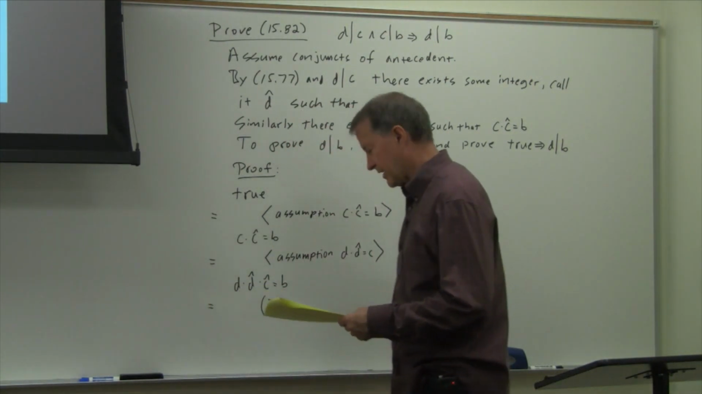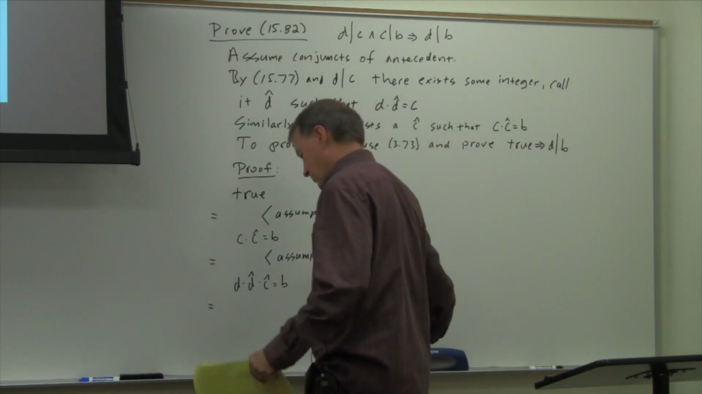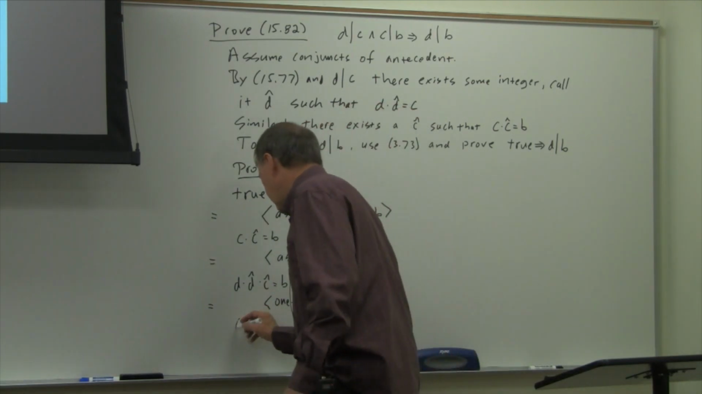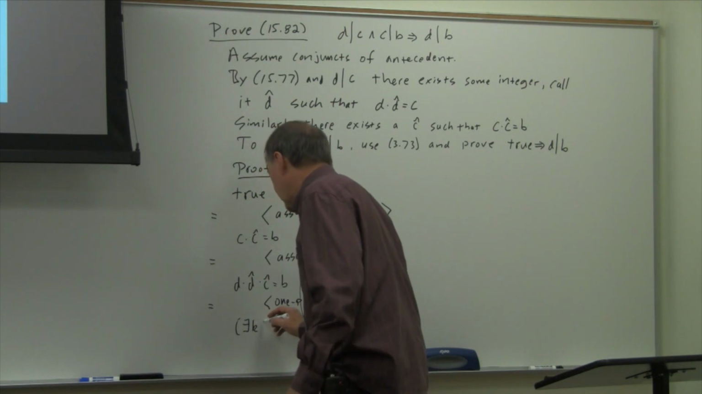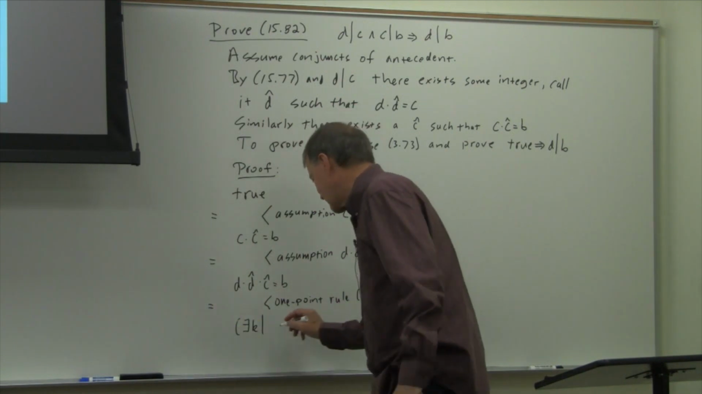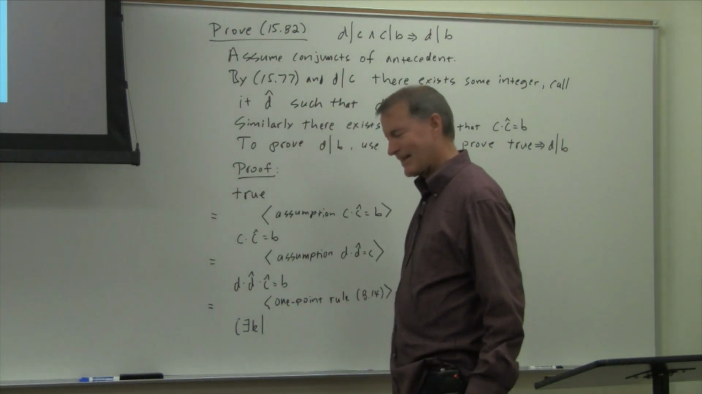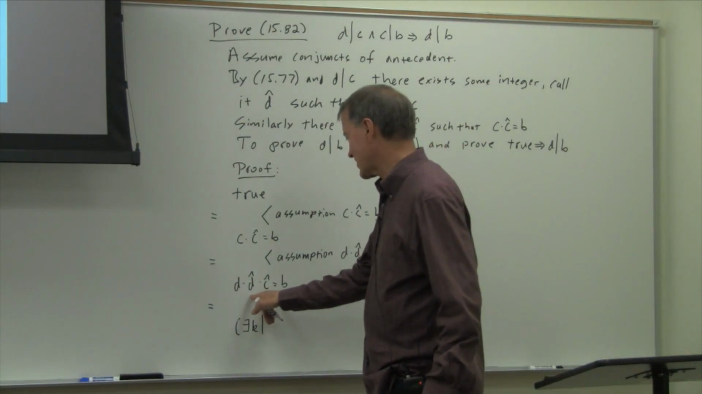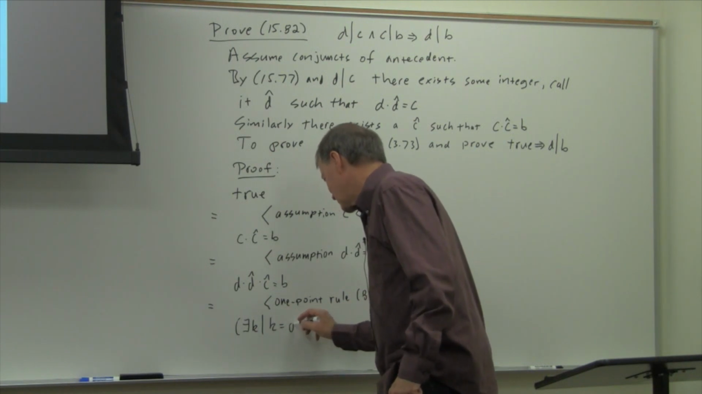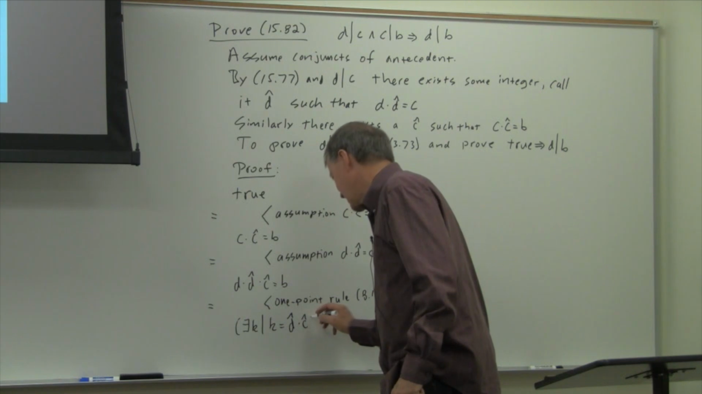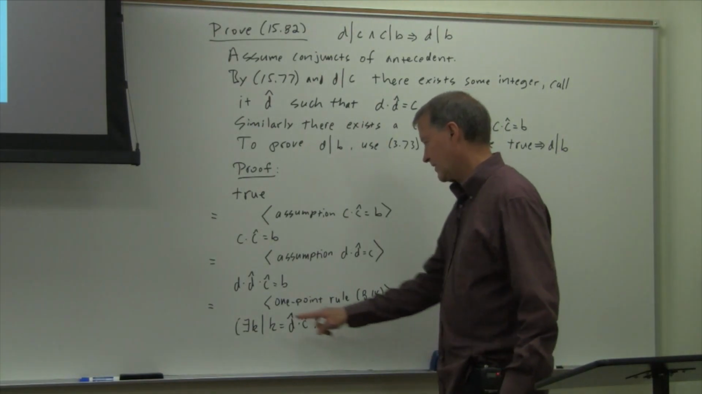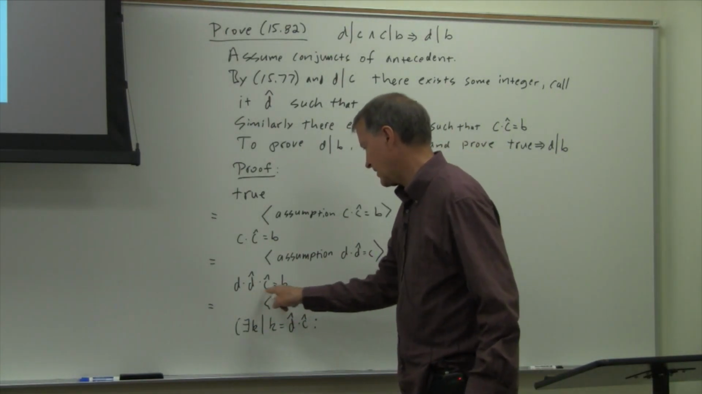So we're going to claim, equals by the 1-point rule, 8.14. So there exists a K, and then the range has to be K equals something. K equals D hat times C hat. Very good. Now, how did you know that? We need to get rid of it. So K equals D hat times C hat, and then the body would be what? D times K equals B.